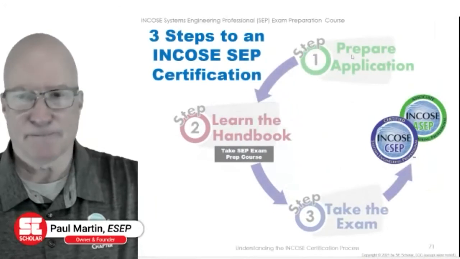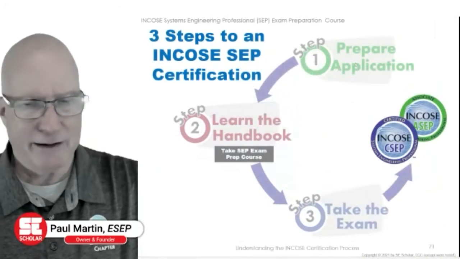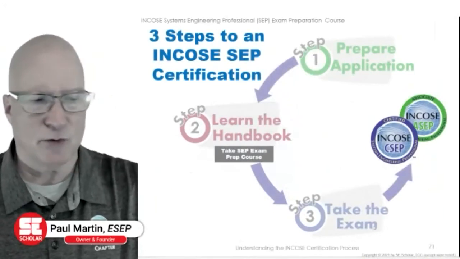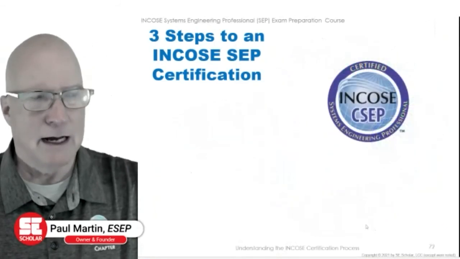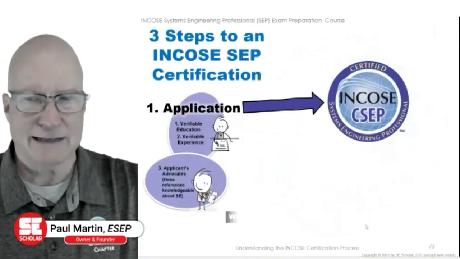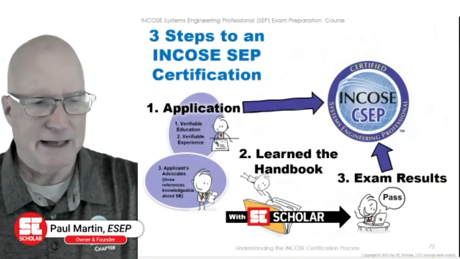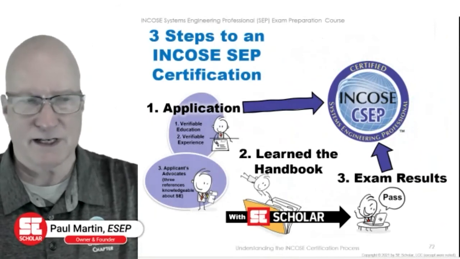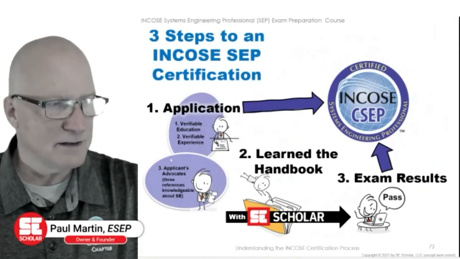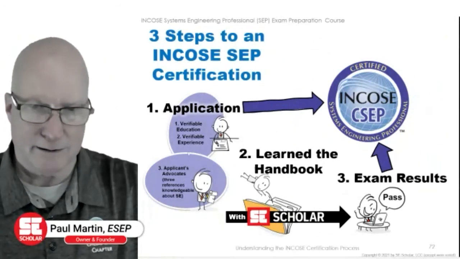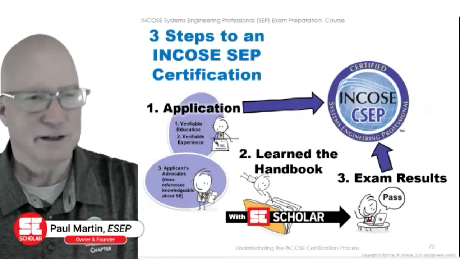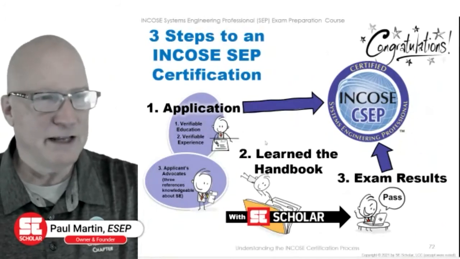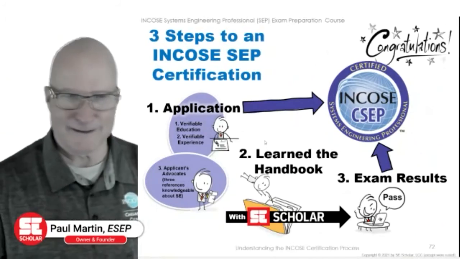So that's it. Step 1, 2, 3. We prepared the application. We learned the handbook. We took the exam. So you've actually got the application and you pass the exam. All that information goes in. You get your CSEP, or if it's the name, email, signature application, you get your ASEP. But either way, congratulations, you've done it.